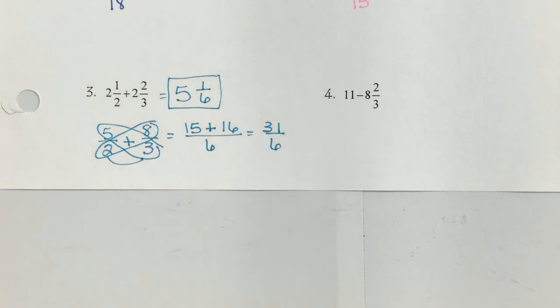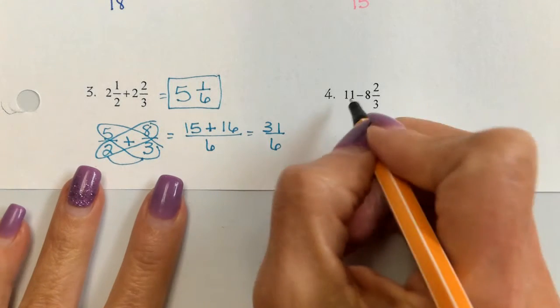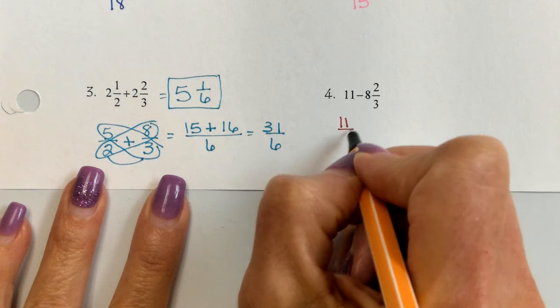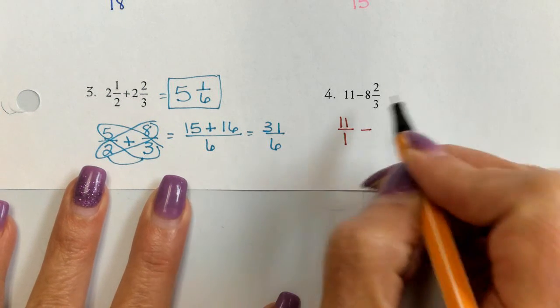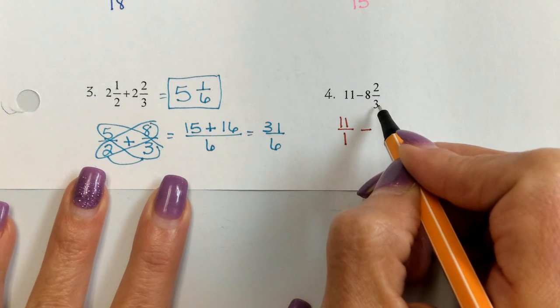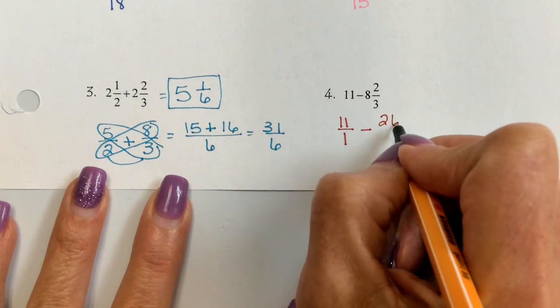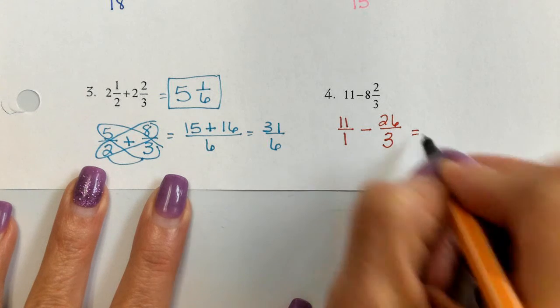And our last one on the front, 11 minus 8 and 2/3. Now, to change 11 into a fraction, we're going to put 11 over 1. Any whole number becomes a fraction by putting it over 1. 8 times 3 is 24, plus 2 is 26 thirds.